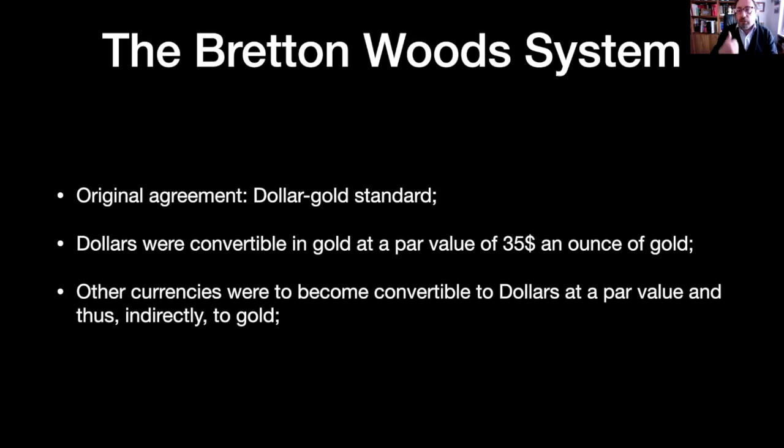But this depended on the willingness of the United States to maintain convertibility at the par value of $35 to an ounce of gold. And that's what was upset in the early 1970s. You have a nice video showing the Nixon speech when he said that the United States was abandoning dollar gold convertibility. And that was the end of the Bretton Woods system as it was originally created.